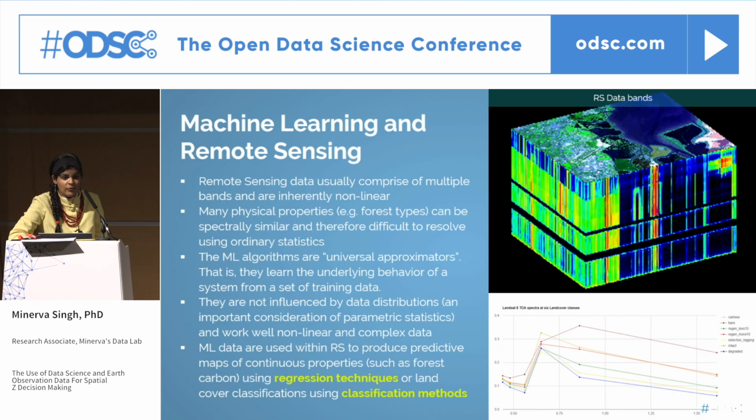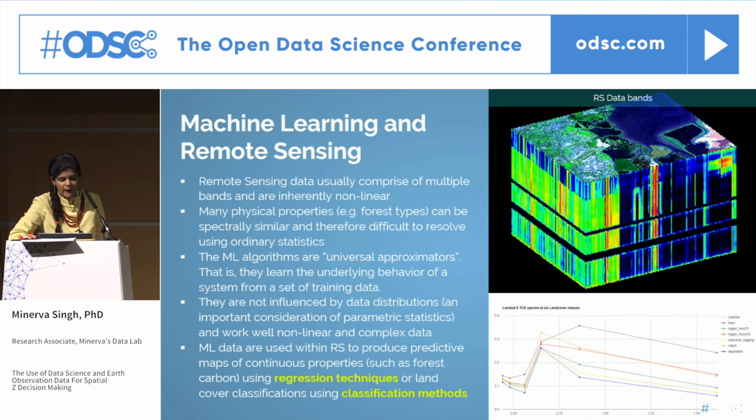Machine learning and remote sensing make very good friends, and that is because remote sensing data usually comprise multiple bands that are inherently nonlinear. On the top right corner, you can see a stack of remote sensing bands. These are hyperspectral imagery, but these are the kind of data we get a lot with Earth observation collection.